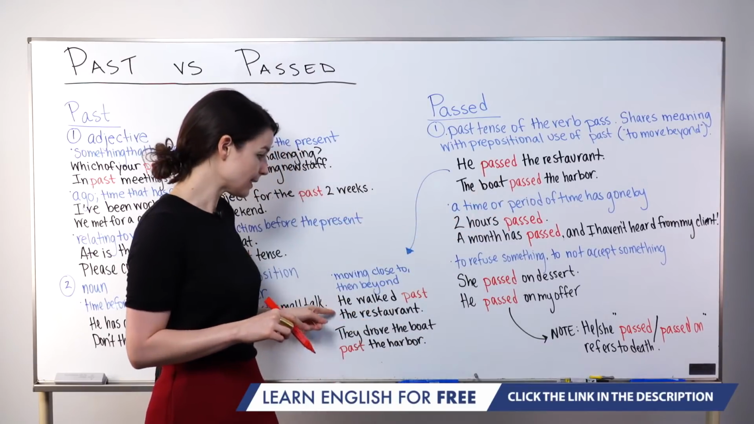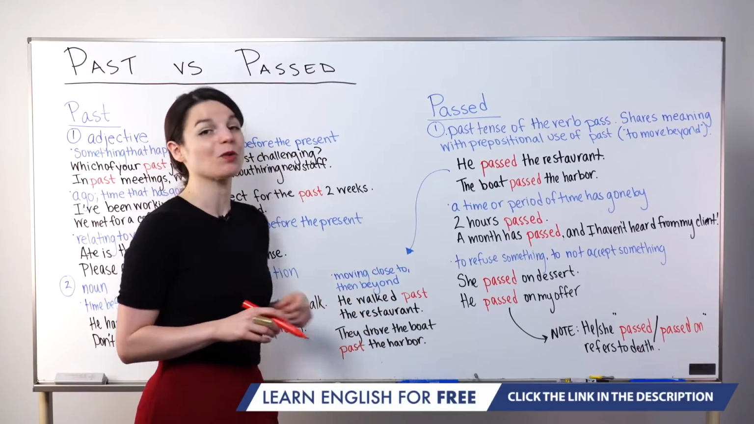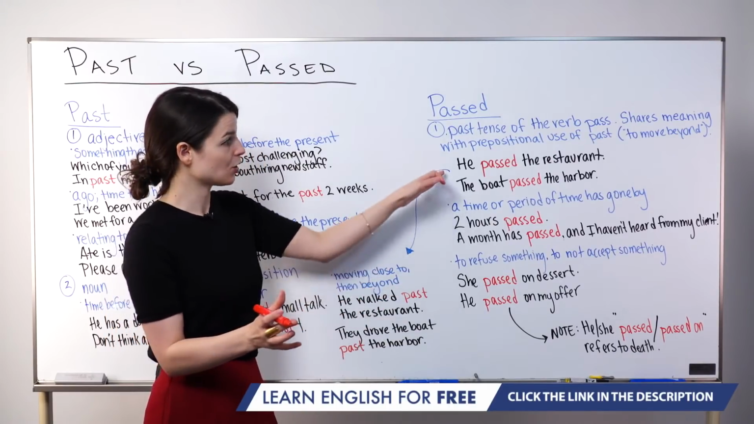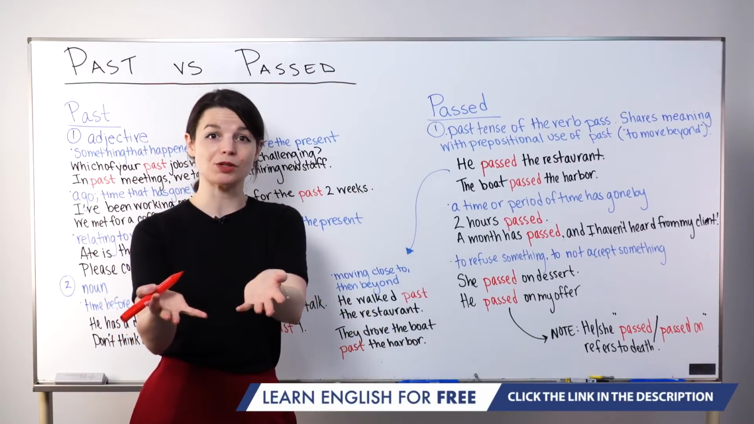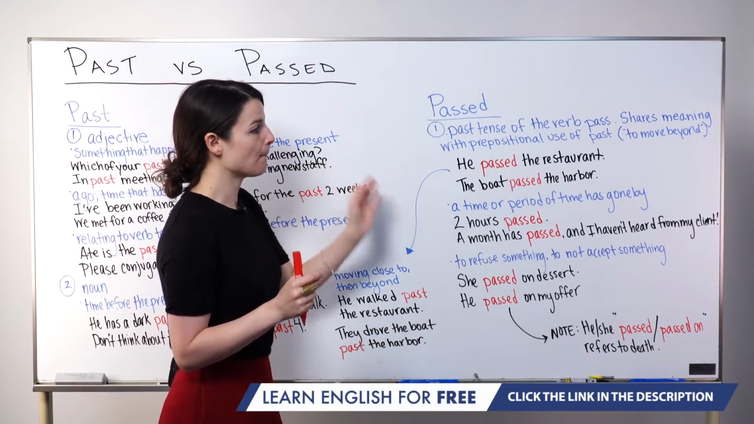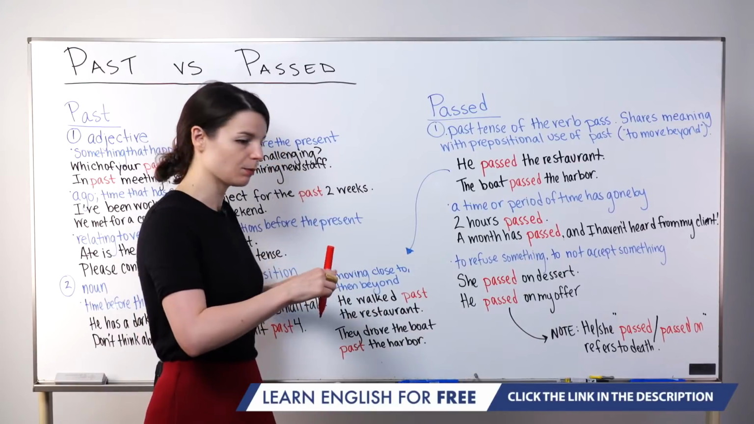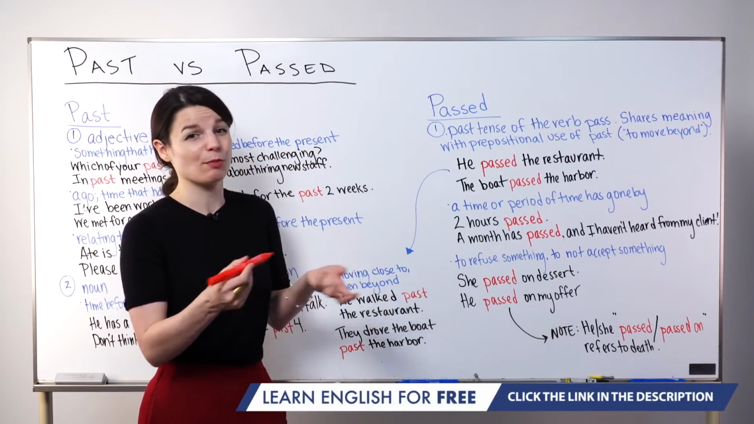In this sentence, he walked past the restaurant. We do know. We know he was walking. So this is your choice. You can choose to use he passed or he walked past. It's totally up to you. Both are correct. One more example. The boat passed the harbor. So again, same situation. We don't know exactly how the boat passed the harbor.